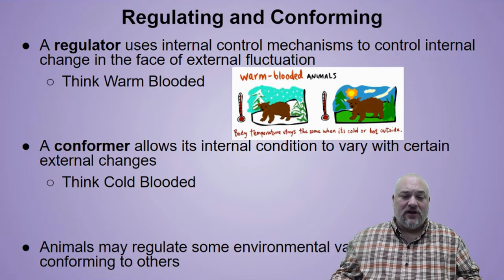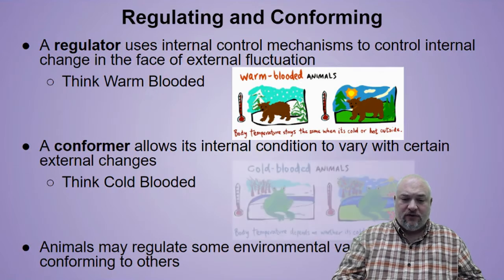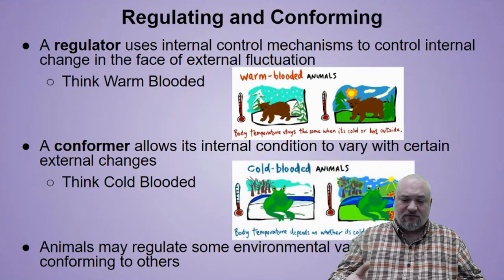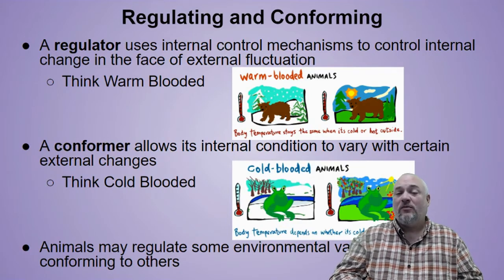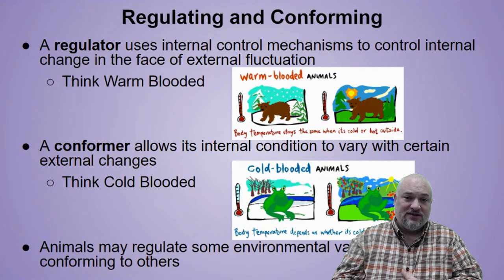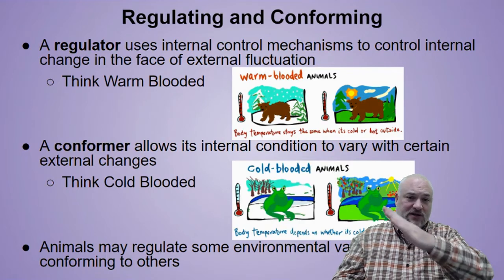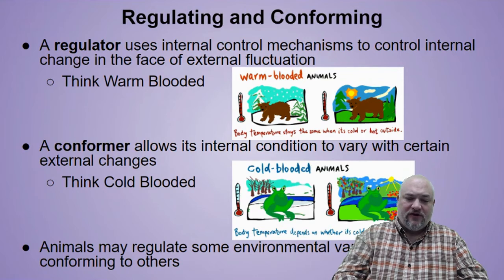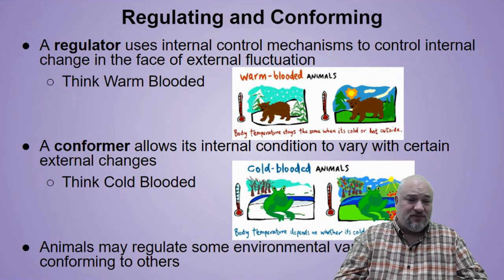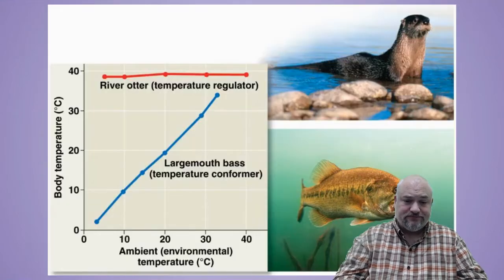On the other hand, an example of a conformer would be a cold-blooded organism, like this frog. Its body temperature is going to depend greatly on the temperature outside. Think snakes, right? So when it starts getting cold out, they go and sun themselves on a rock to try to warm up to increase their metabolism, because their metabolism drops when it gets colder, and goes up when it gets warmer. Animals may regulate some environmental variables while conforming to others. There are some things we don't worry about, some things we do.